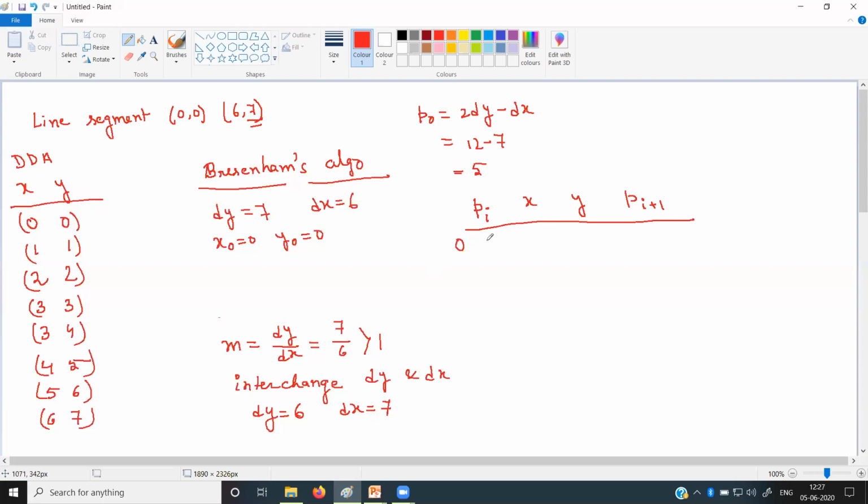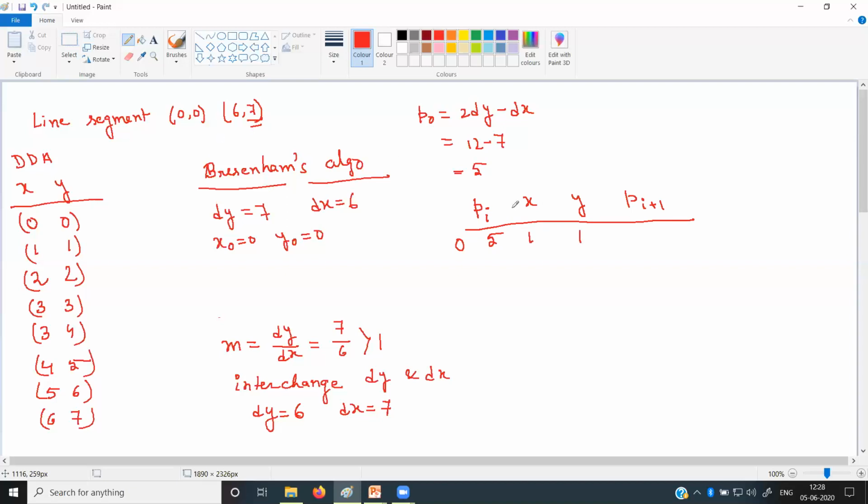So in the 0th iteration, what is my P0? P0 is 5. Okay. So I know P0 is this one. So if P0 is 5, as per the algorithm, if the P value is greater than 1, that means the point is nearest to the Y value. So here the X should be incremented by 1 and Y also should be incremented by 1. So it will be X1 and Y1. Previously it is 0, 0.